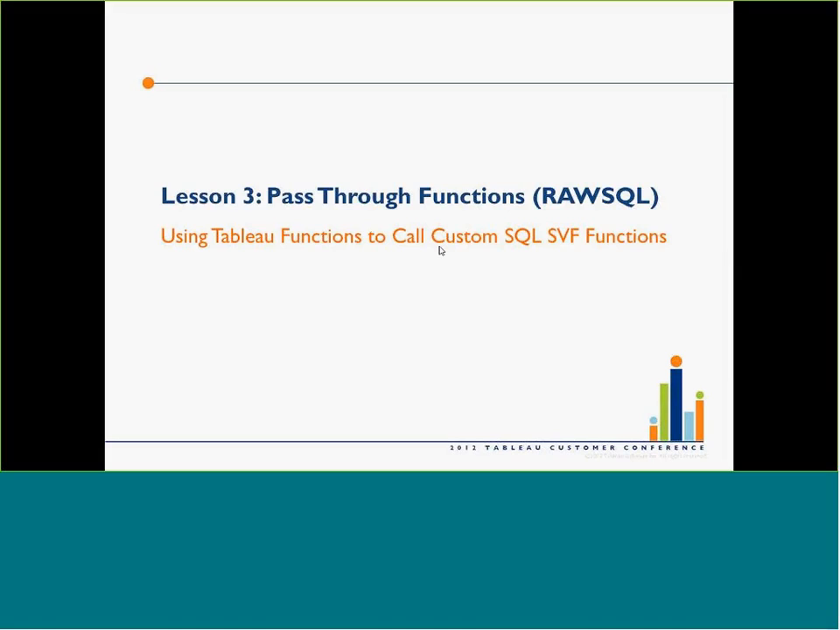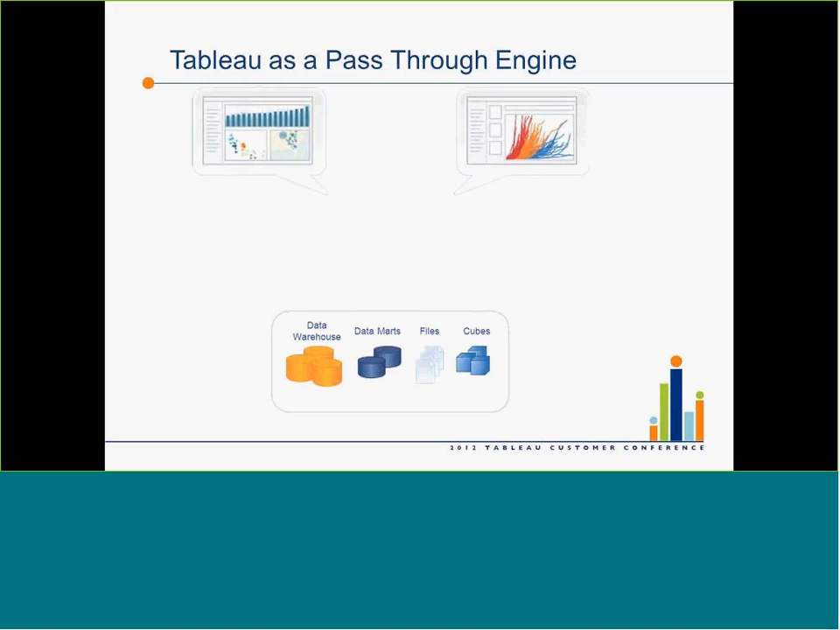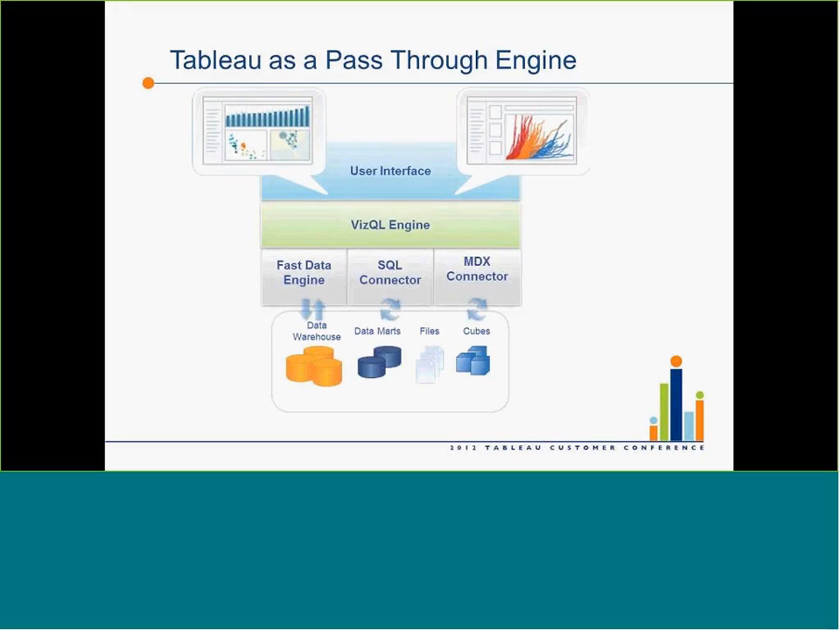So we're going to use Tableau to call functions that were custom written in our database. And this gets kind of neat. But before we get there, I want to set a fundamental of what Tableau is. Tableau is a visual pass-through engine to your data sources. We have data in our data warehouses, in our data marts, in our files, and in our cubes. And our interface makes these beautiful visualizations, but it makes that off of SQL that has been taken from the user interface, visually interpreted with our VizQL engine, and then passed through a series of connectors into the data sources and run at the data source location.